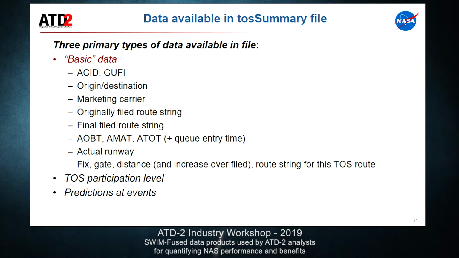So like I said, each row here is a flight and an individual CDR, an individual TOS option. For that TOS option, the last one we have there, what fix is it now going to go over were it to take that TOS option? What gate or what direction of travel is that, north, south, east, west? What is the distance associated with that new route, and how does that compare to the originally filed route? And what is the route string associated with that TOS option?